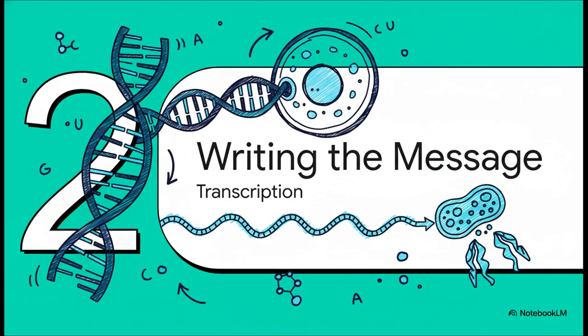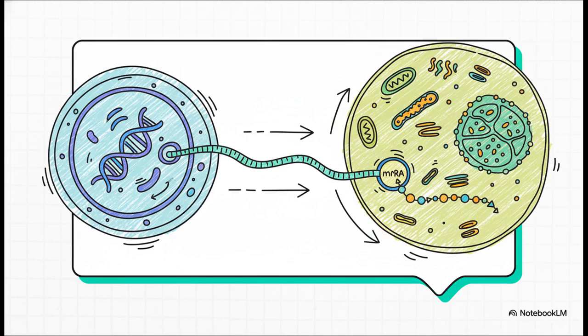Well, this first step is a process called transcription. This problem of physical separation is something you'll see in basically every genetics textbook. The instructions are in one place, the nucleus, but the factory is somewhere else entirely, the cytoplasm. There has to be a go-between. We need a messenger that can safely carry those precious instructions across the gap.